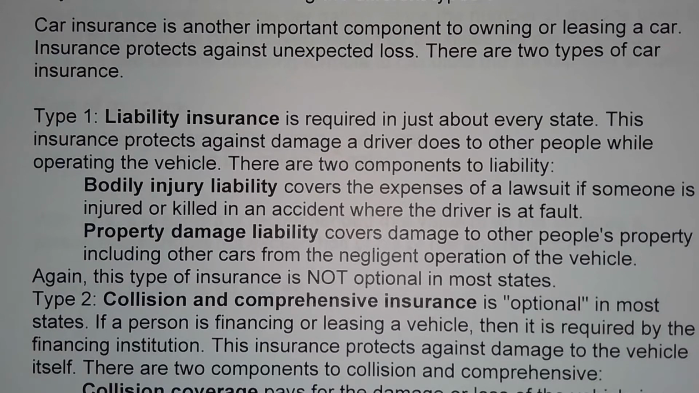Type 2 is called collision and comprehensive insurance. It is optional in most states. If a person is financing or leasing a car, then it's required by the financing institution. This insurance protects against damage to the vehicle itself. And again, there are two components, collision and comprehensive.